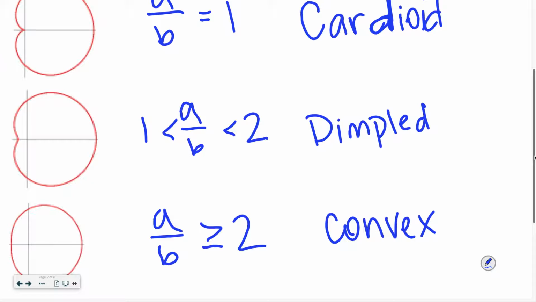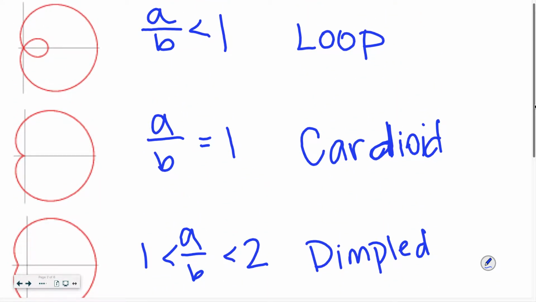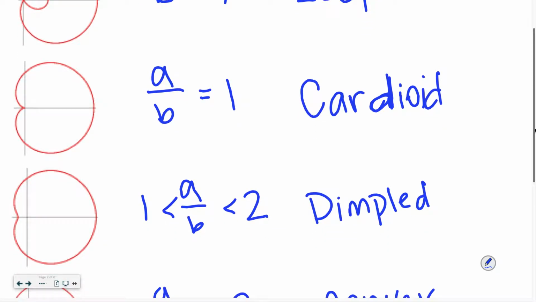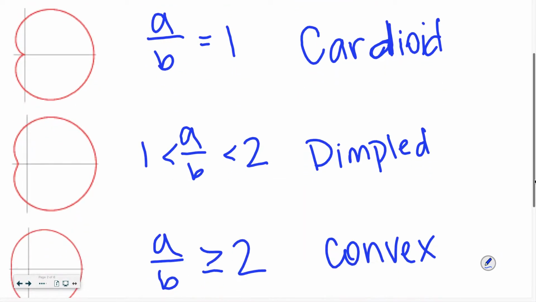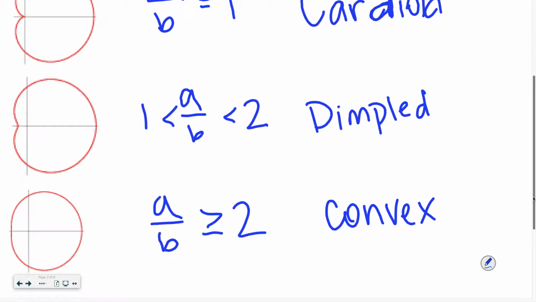The phrase that I learned to remember these, I'll share with you. You can think it's totally bogus and come up with your own, or you can use it. What I learned is: Lou loves dimpled cuties. You don't have to use it, but that's how I remember the order in which these come.